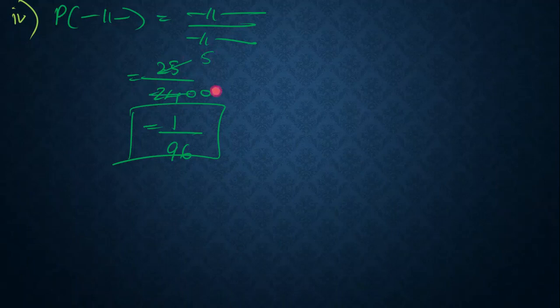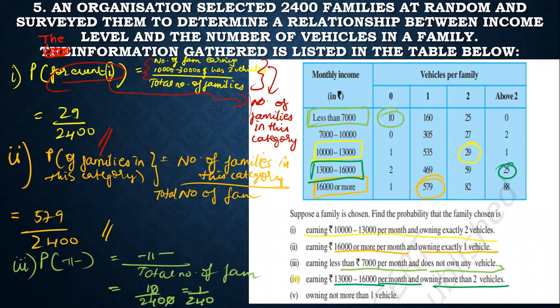You can go first by the 5 table, 25 gives you 5, then 2400 gives you 480, then again 1, and then you can go for 9, then you will get 6, right? So this is how you get 1 by 96.